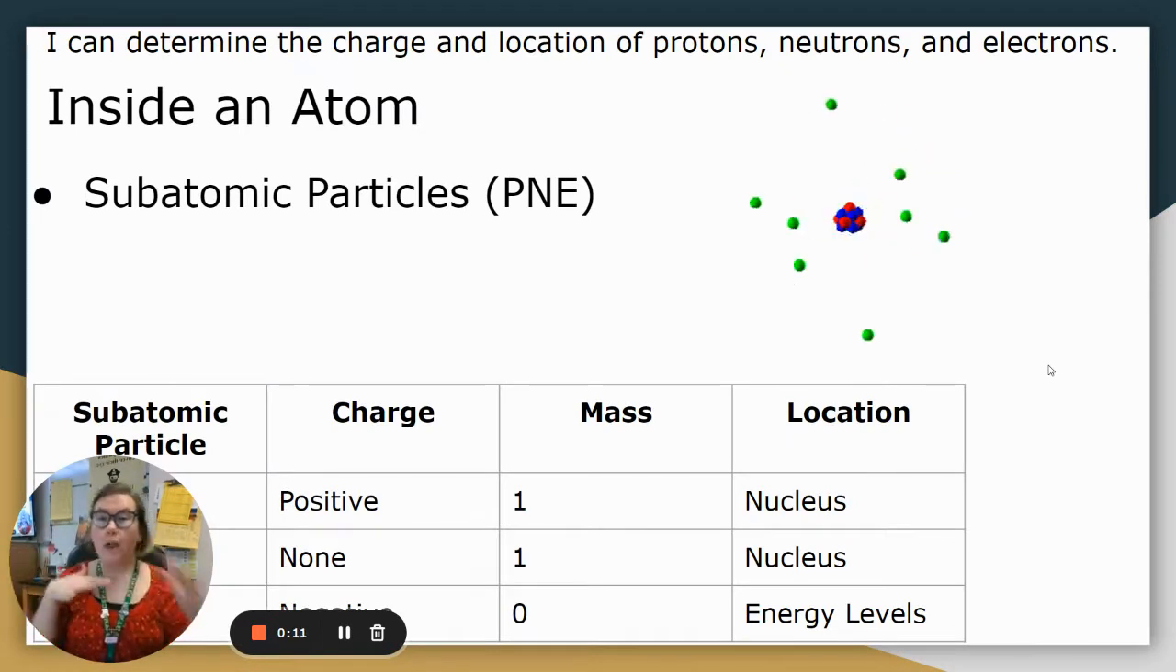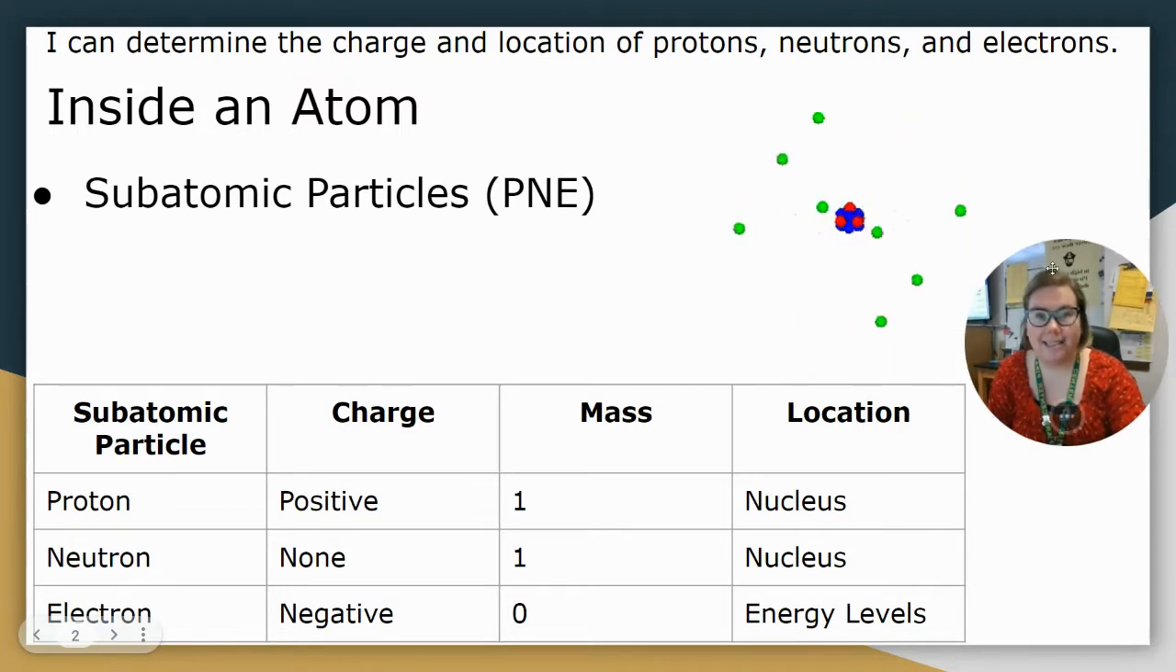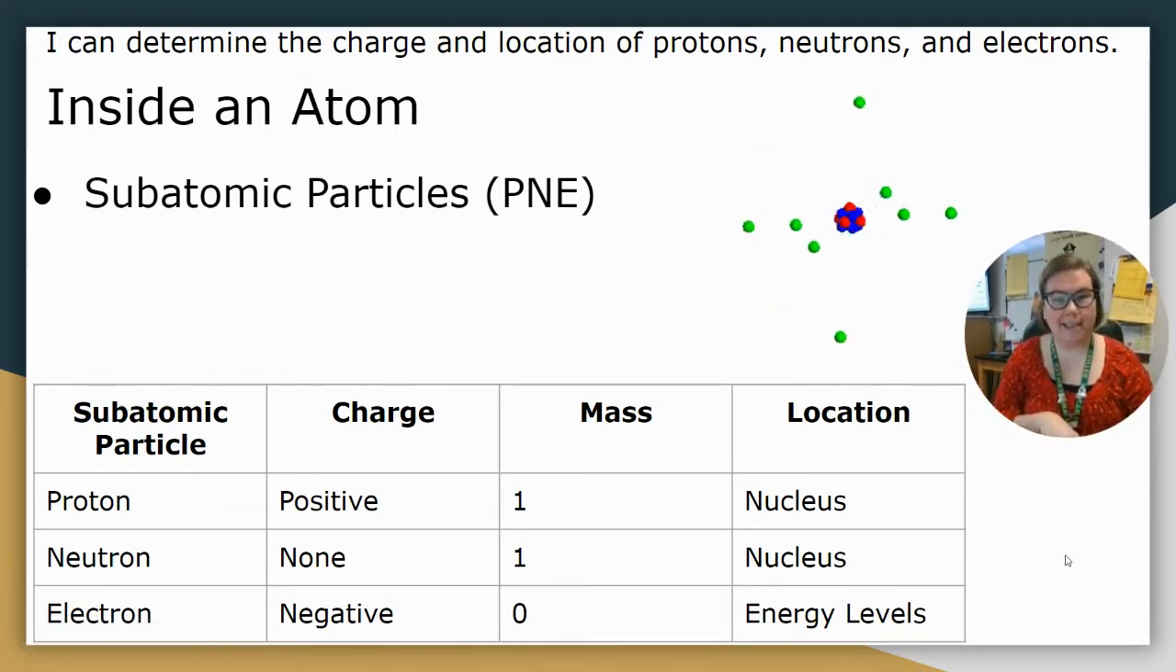So first of all, what is inside of an atom? Inside of an atom, we have these things called subatomic particles. Basically, it just means the stuff that's inside an atom, right? Subatomic, inside an atom. And so we have three different particles in there: protons, neutrons, and electrons. PNE, proton, neutron, electron. We like to shorten it.